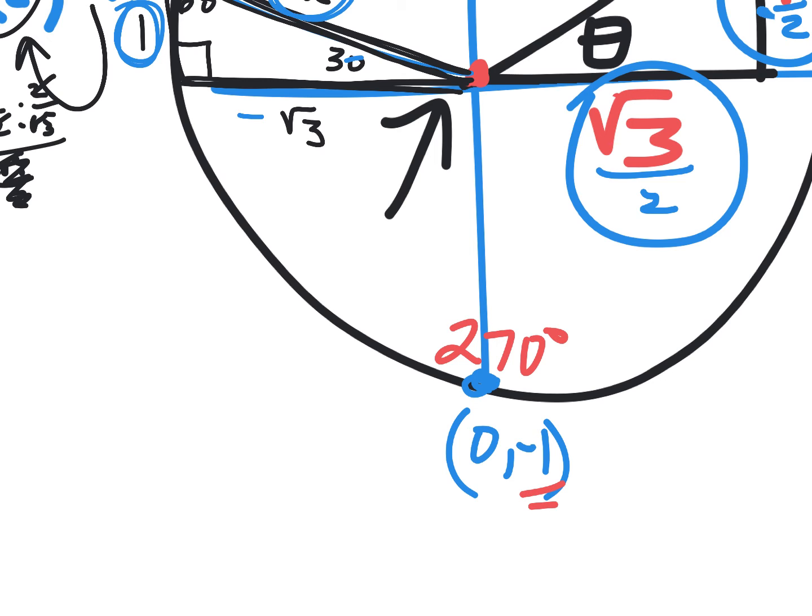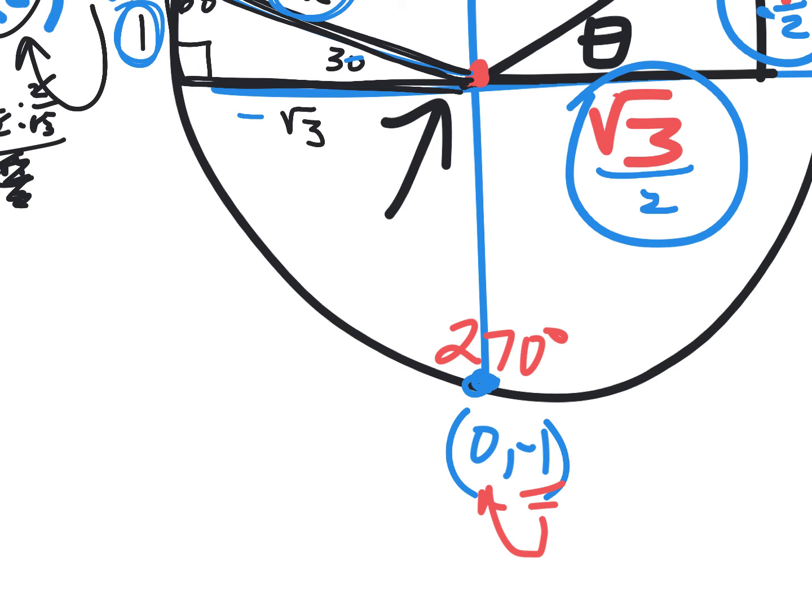I want you to check it. Make sure I'm not losing my mind. Go to sine of 270. Did you get negative 1? Yep. What's the cosine of it? 0. What's the tangent of it? Tangent is negative 1 over 0, which doesn't exist. Okay.